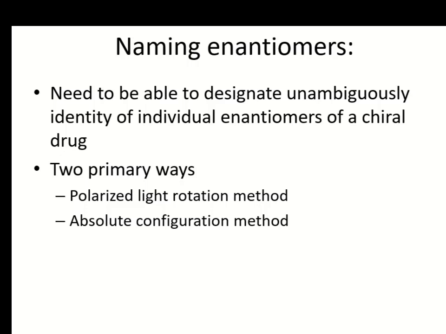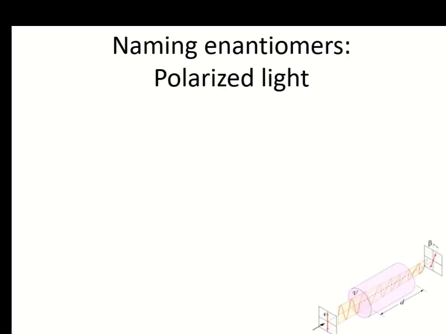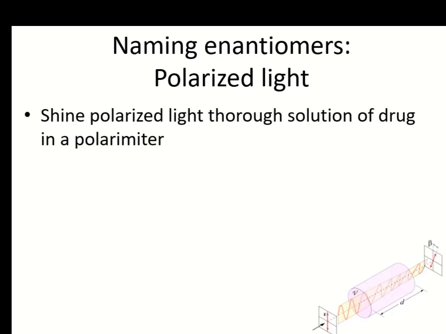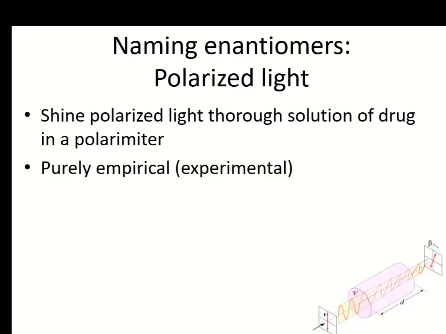Now there are two ways to do this. One way is to take the compound and put polarized light through it and see which way it rotates the light. We're going to talk about that. The other way is the so-called absolute configuration method. Well, what are these things? One is the polarized light method. In that case, we take the drug, put it in a solution of water or something like that, and then shine polarized light through it. This is in a polarimeter, an instrument that takes polarized light, and you can see that it's coming in here. Here's the plane that it's coming in, and it's bent a little bit, right? And this is purely an empirical kind of thing.